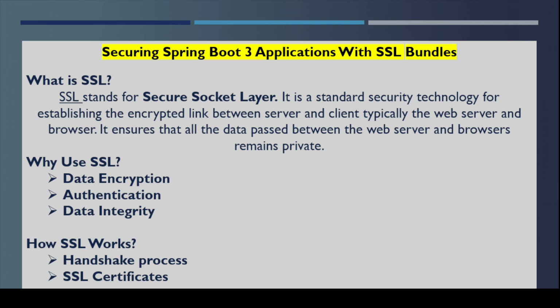The second mechanism is SSL certificates. There are two scenarios: self-signed certificates and CA-signed certificates. Self-signed certificates are not verified by a trusted certificate authority, and they are usually used for testing purposes. But CA-signed certificates are issued by trusted certificate authorities, and they provide a higher level of trust, which is suitable for production use.